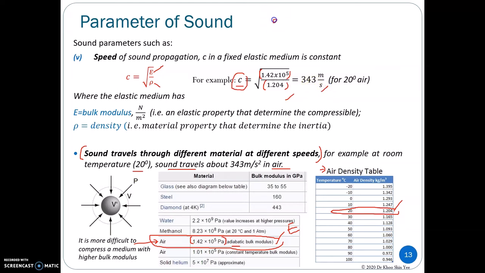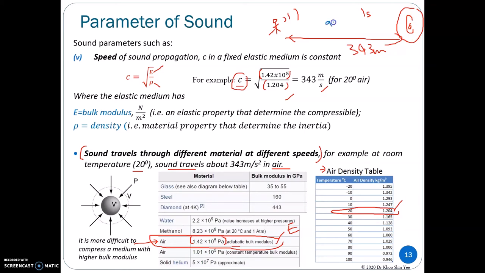This means when one person is shouting and another is listening far away from the person who shouts, if the distance between these two persons is equal to 343 meters, then it takes 1 second for the sound to reach the receiver.